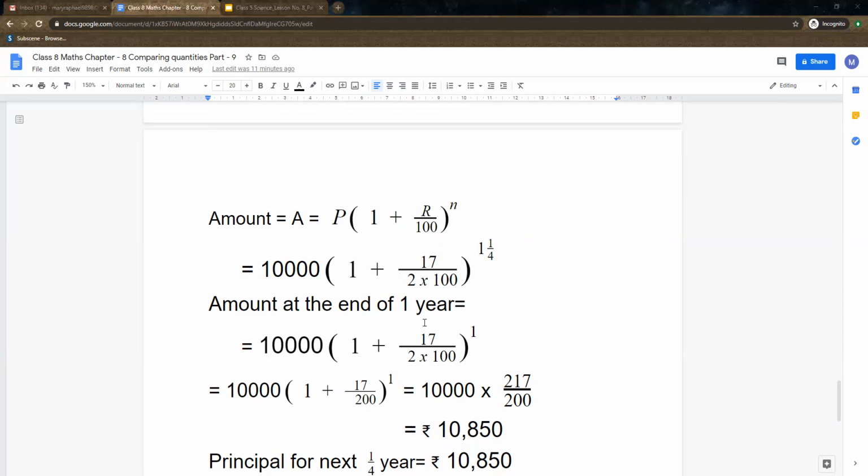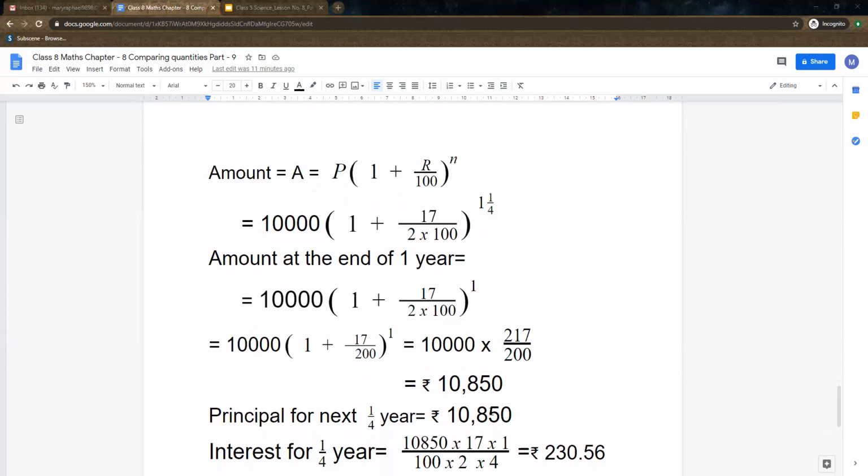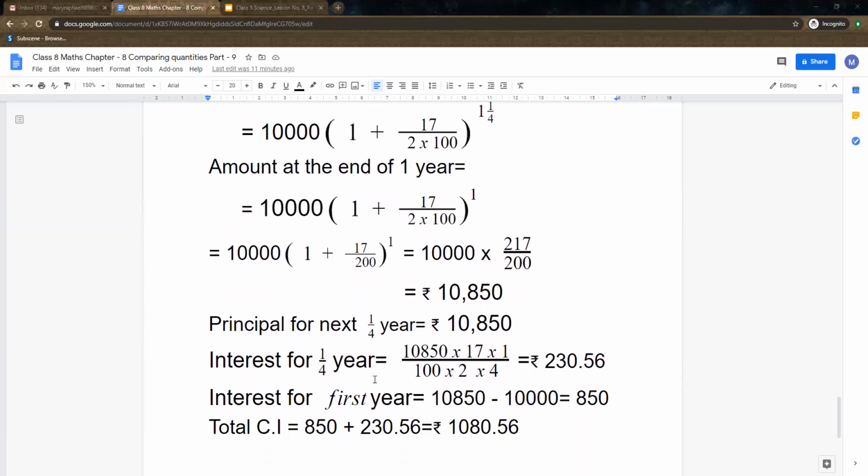So the amount at the end of 1 year equals 10,000 into 1 plus 17 upon 2 into 100, the whole raised to 1. So 10,000 into 1 plus 17 upon 200, the whole raised to 1, equals 10,000 into 200 plus 17, 217 upon 200. So calculating, you will get 10,850. This is the amount at the end of the first year. Now this will become the principal for the next 1/4 year.